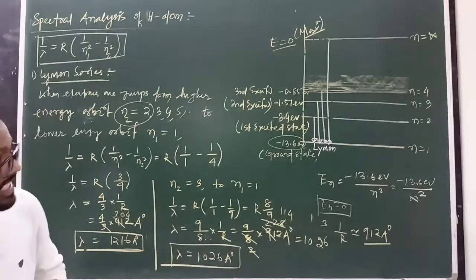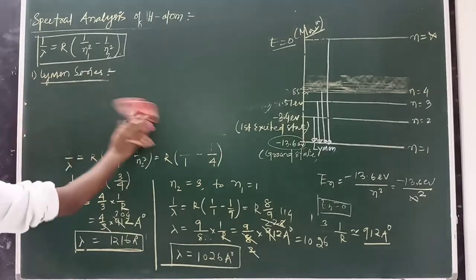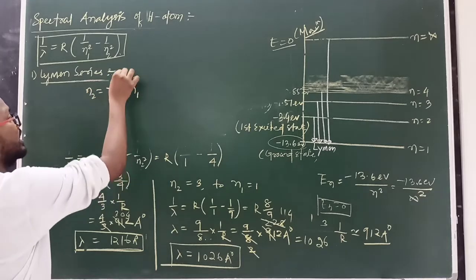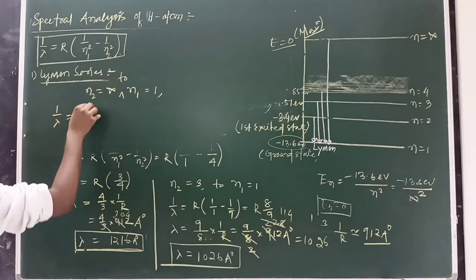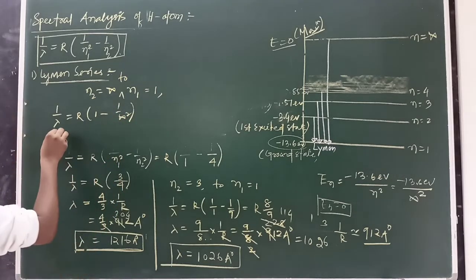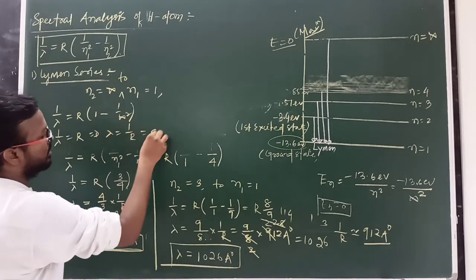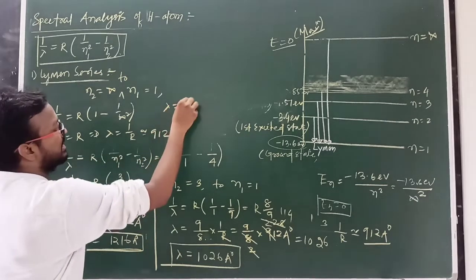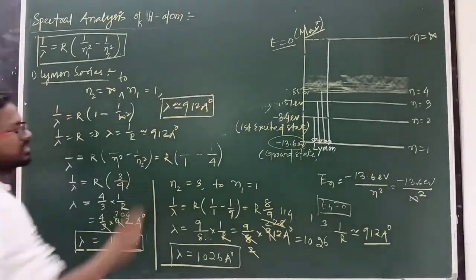These are two relations. You can take another relation here. Suppose there is an electron which jumps from an infinite number of orbit. So you can write n2 equal to infinite to n1 equal to 1. At that time 1 by lambda equal to r into 1 minus 1 by infinite square, and 1 by infinite is equal to 0, so 1 by lambda equal to r, or lambda equal to 1 by r, which is nearly equal to 912 angstrom. So here we get lambda, that is 912 angstrom. This is an approximate value in this case.